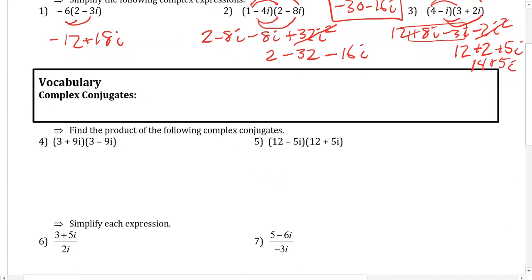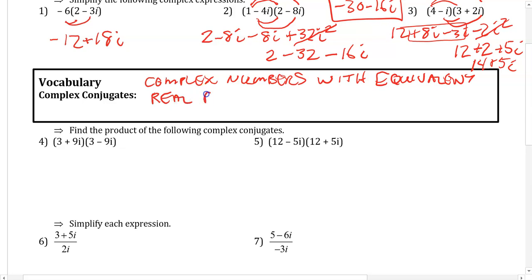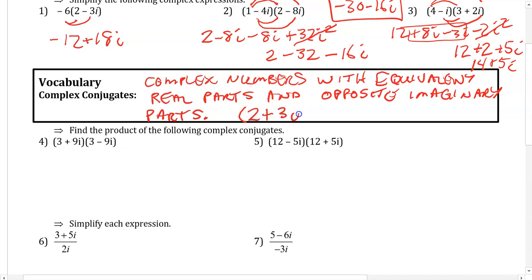Complex conjugates. Complex conjugates are complex numbers with equivalent real parts and opposite imaginary parts. For example, 2 plus 3i. To find its complex conjugate, I keep the real part, 2, and I change the sign for my imaginary part. Why we do that, we're about to go through.